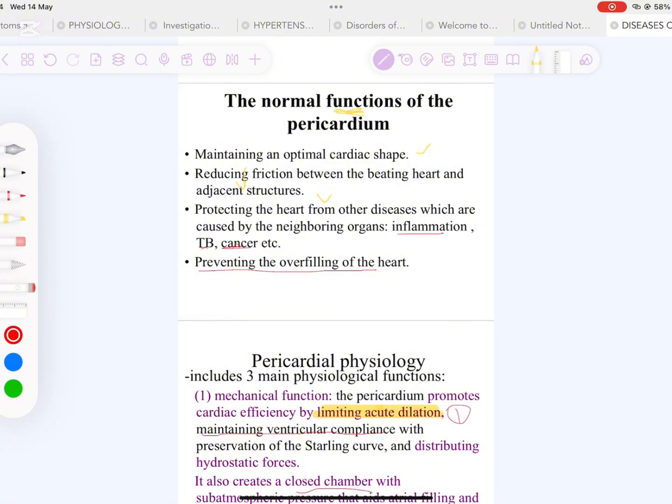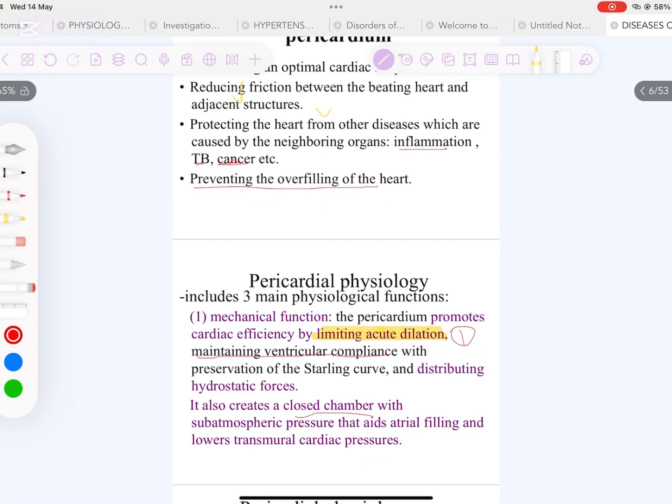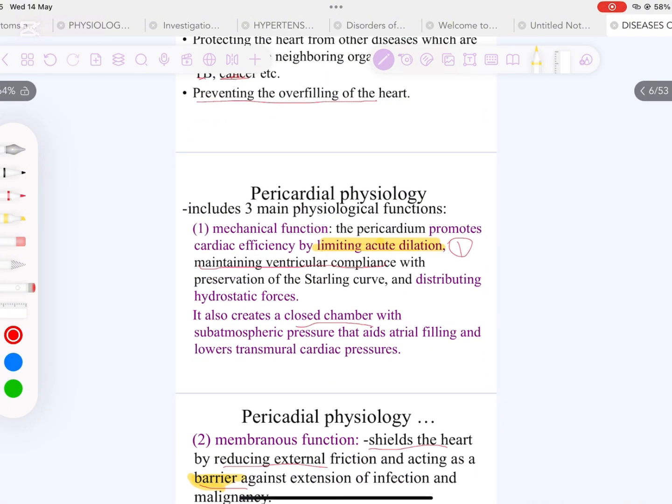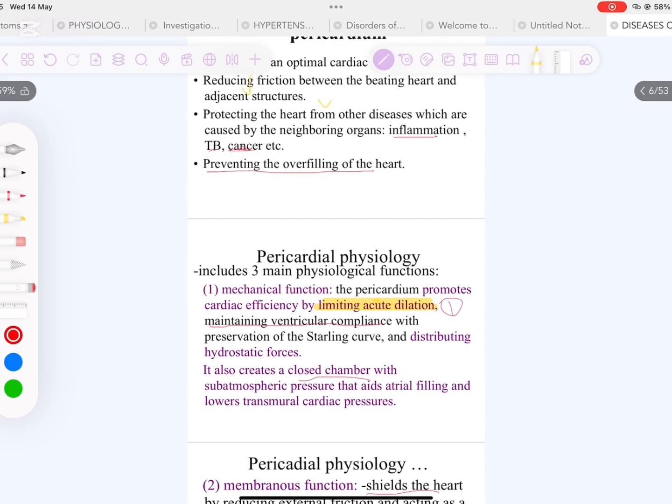So another thing it does is that it protects the heart from disease. Exactly what I said with water. If there is something like inflammation, TB, cancer, you're not expecting the onion to get affected immediately. No, you're not expecting that to happen. Why? Because it's not prolonged. Maybe in chronic conditions of TB and cancer, yes, the heart can get affected, but the pericardium itself prevents acute inflammation, acute infection from getting straight into the heart, unless there are situations where there is no pericardium at all. Okay. Also, another thing it does, before I forget, is preventing overfilling of the heart.